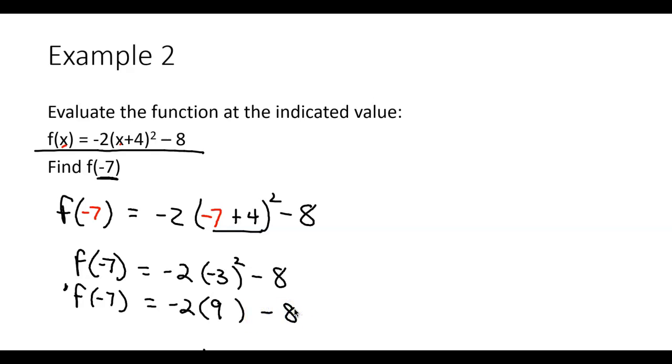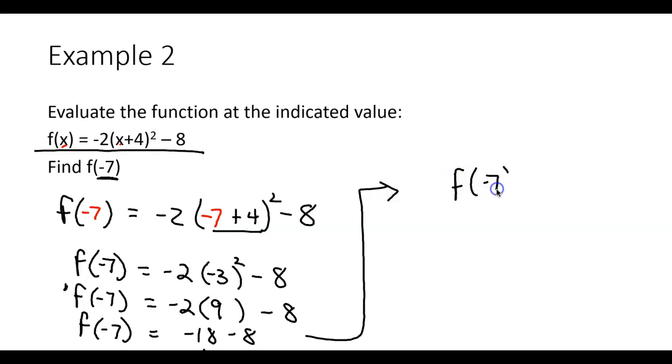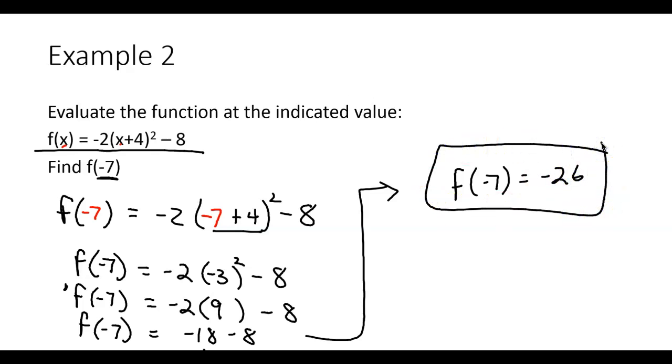What comes after exponents? Multiplication or division. In this case, it's just going to be multiplication. -2 times 9 is -18. And after that, it's just going to be addition or subtraction, depending on whatever's there. So we have -26, yeah. There you go. That's it.